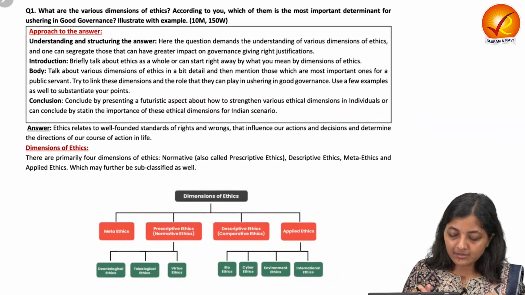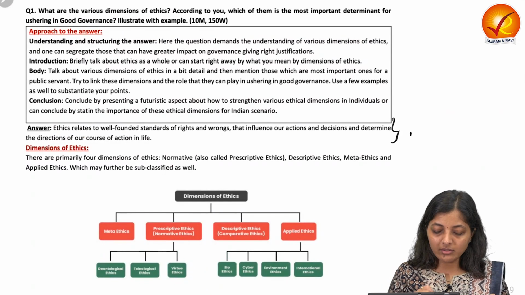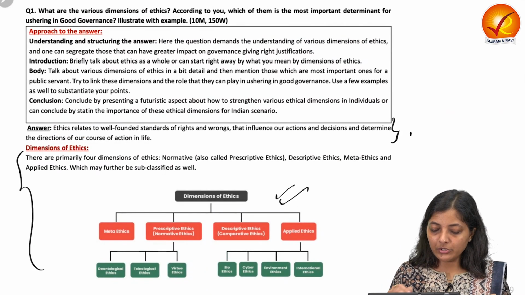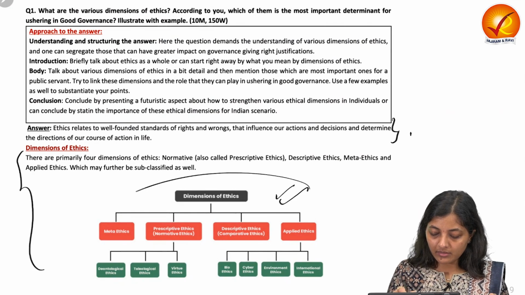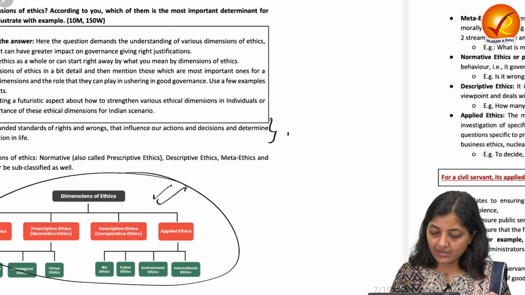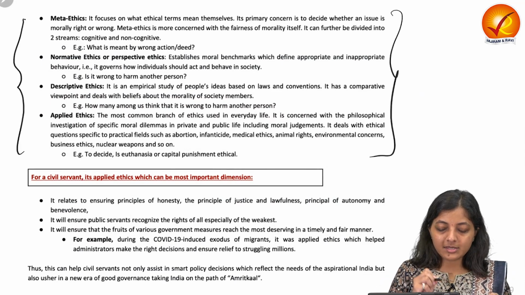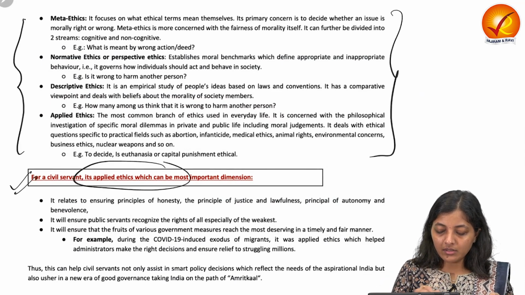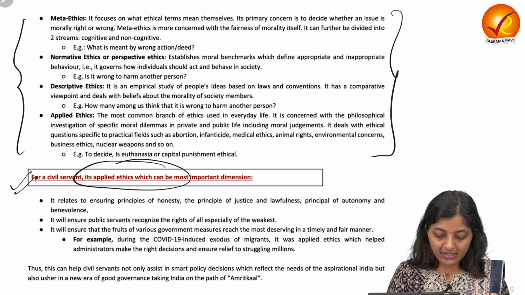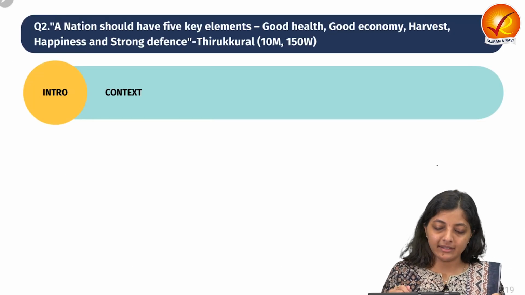Let's see the model answer. Model answer: the definition, dimensions of ethics, using a flow chart to show the dimensions of ethics. Then comes the description part, and for the civil servant, the role of applied ethics. Finally, conclusion. Next, we'll see the second question.